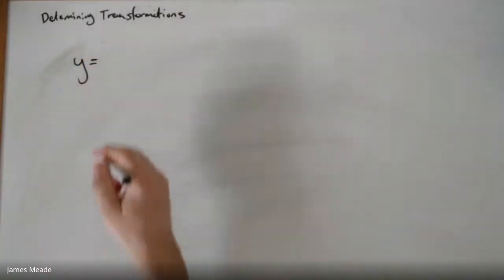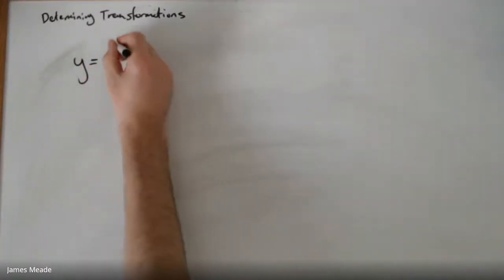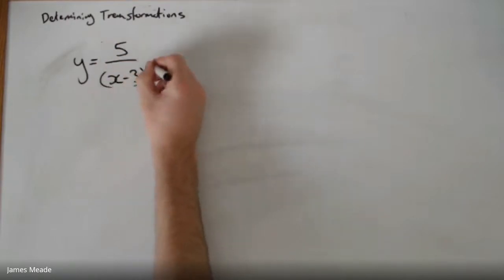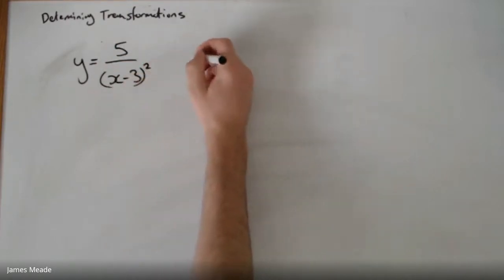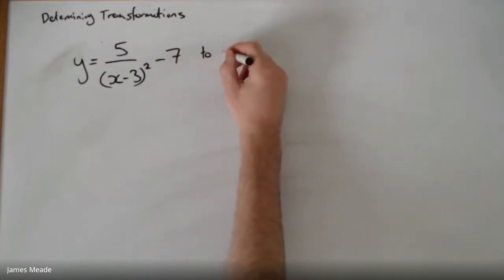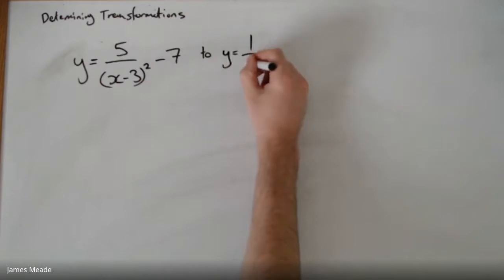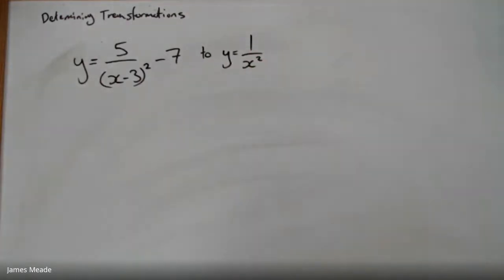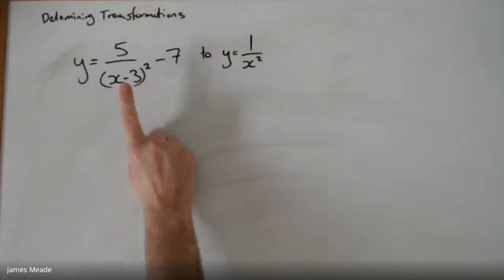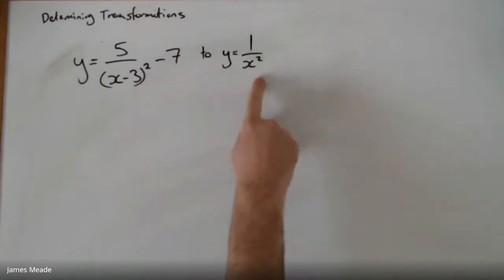y equals 5 on x minus 3 all squared, and we want minus 7 to get to the graph of y equals 1 on x squared. So we've got this equation here. Now we're trying to see how do we transform that into our standard 1 on x squared, or truncus, graph.